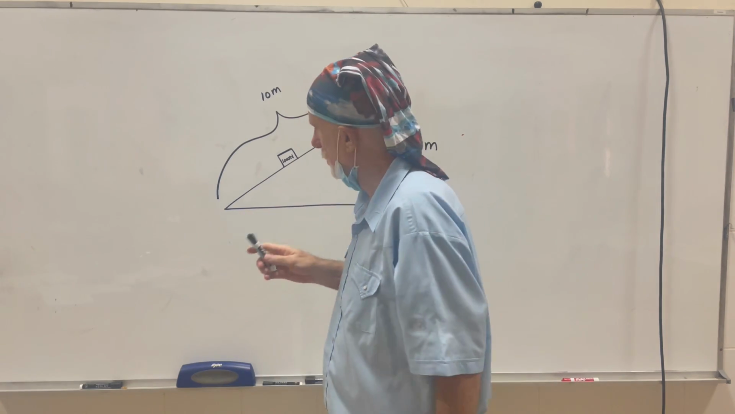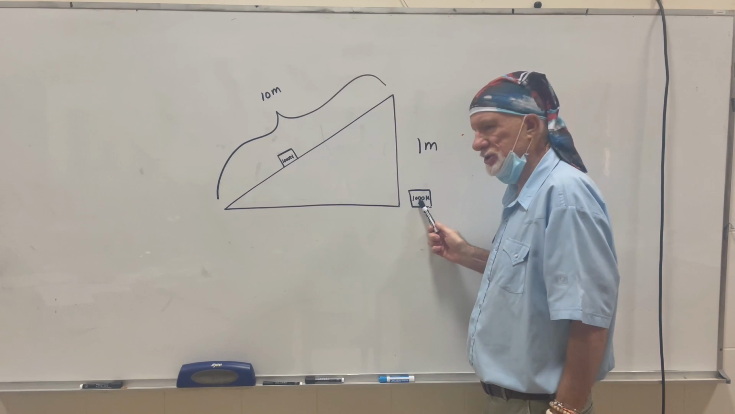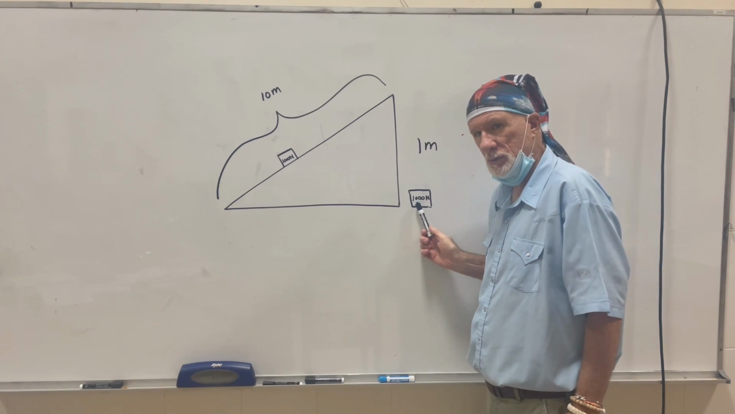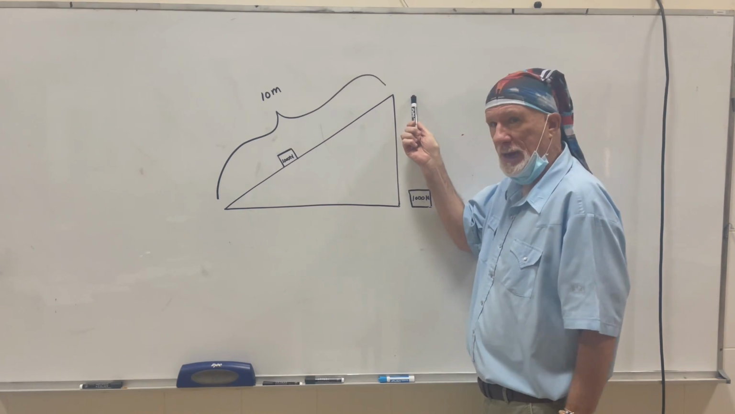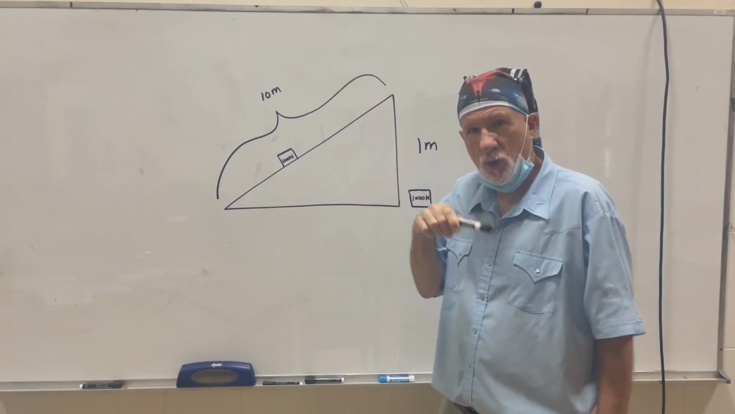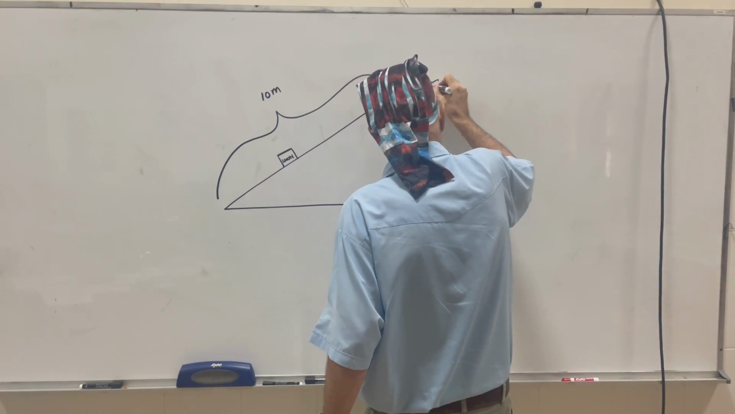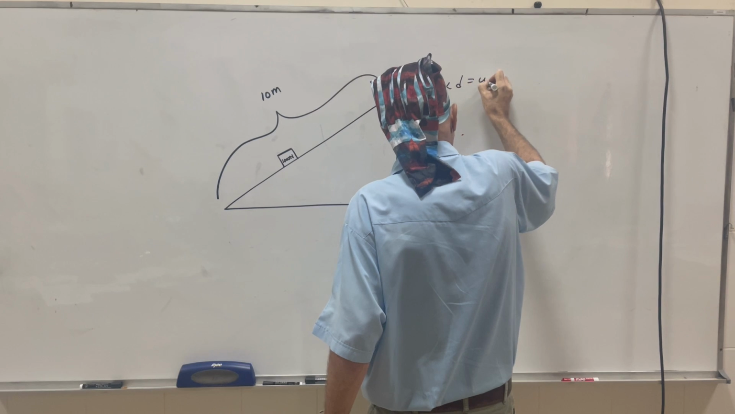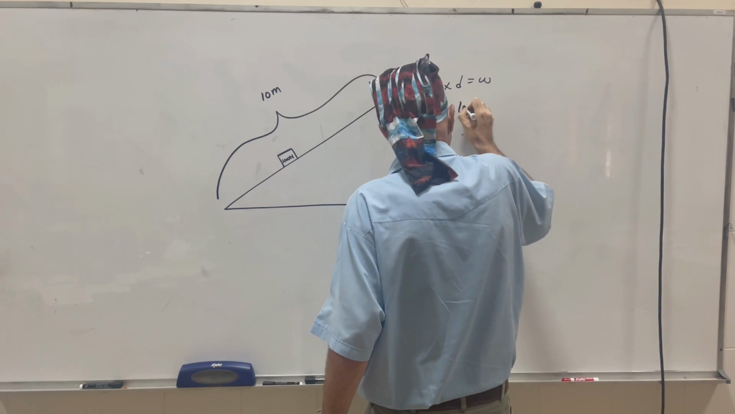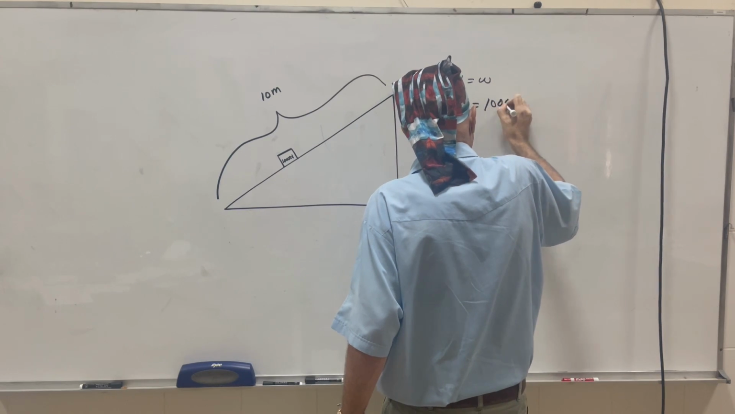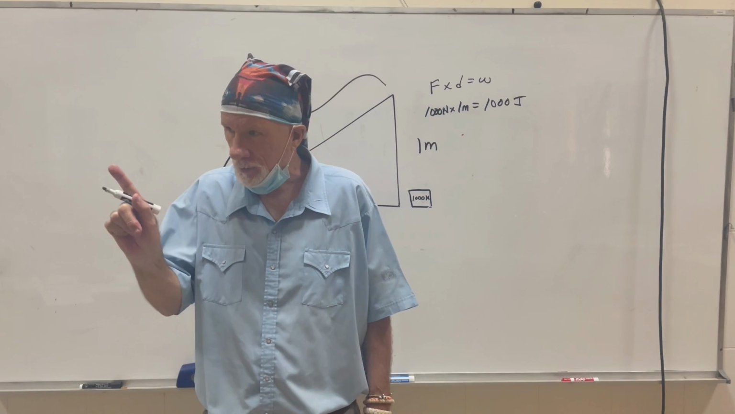Okay? So in other words, if I take this 1,000 Newton object and I lift it straight up, force times distance is going to be equal to work, and that's 1,000 newtons times 1 meter equals 1,000 joules. Okay? Now, this is important.